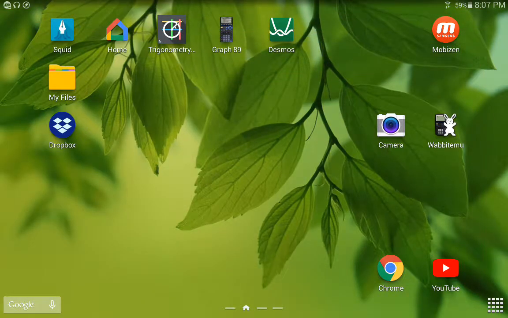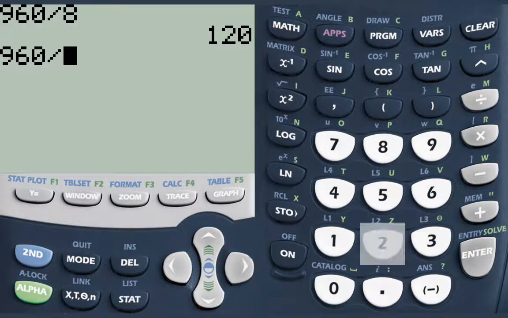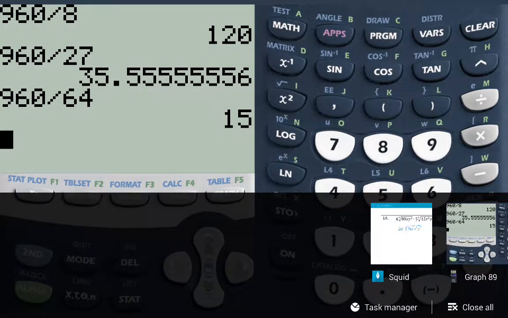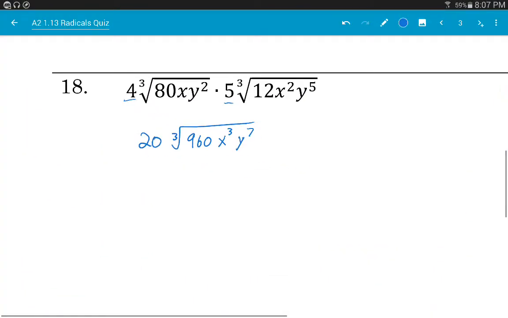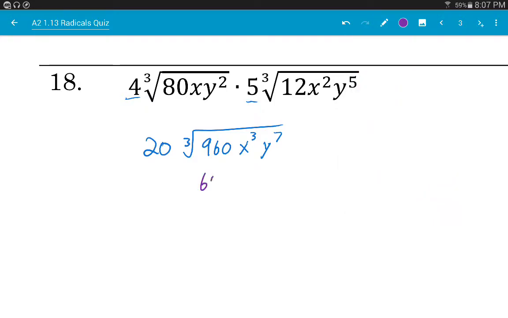So let's see. 960. Is it divisible by 8? Yes, it is. But let's see if there's anything bigger. Is it divisible by 27? Nope. Is it divisible by 64? 64 and 15. That's a great one, 64 and 15. So, I'm going to break this up into 64 times 15.